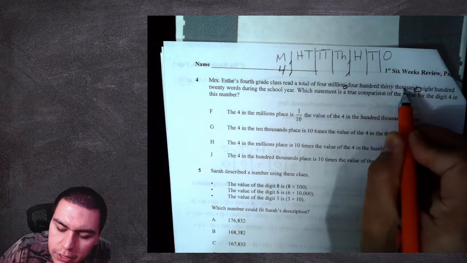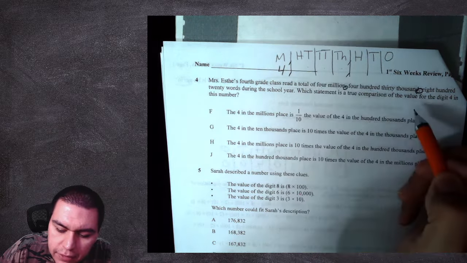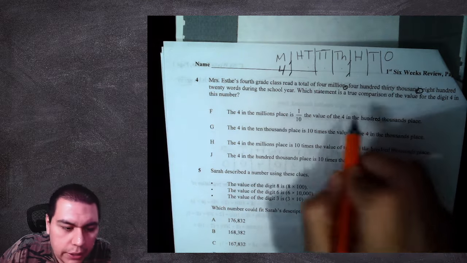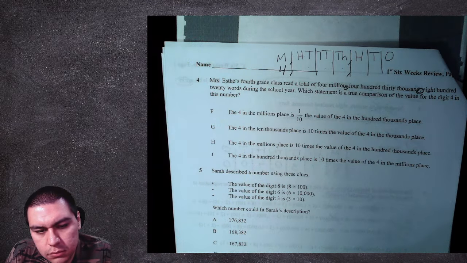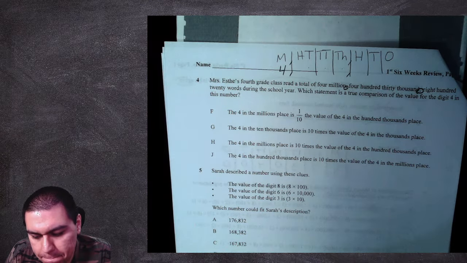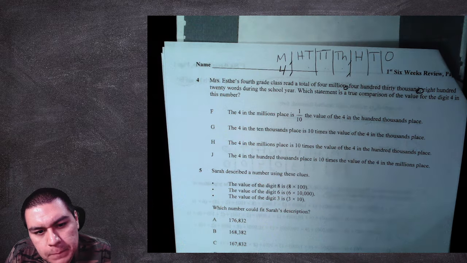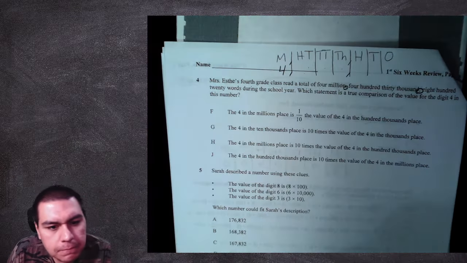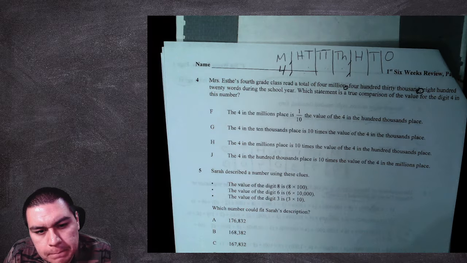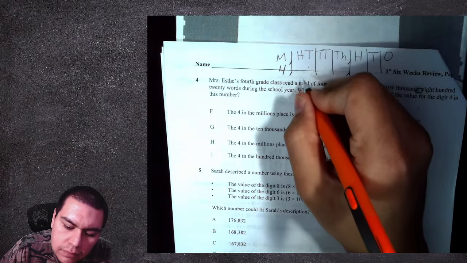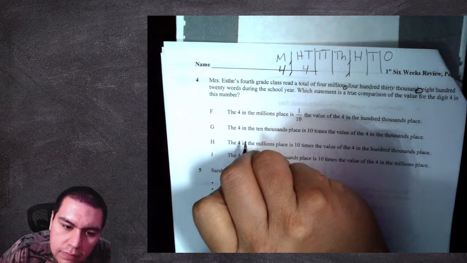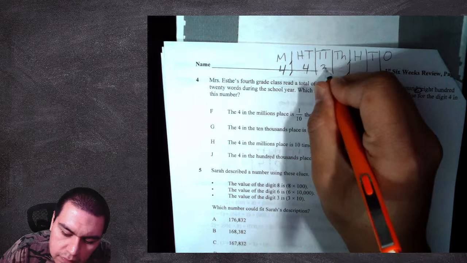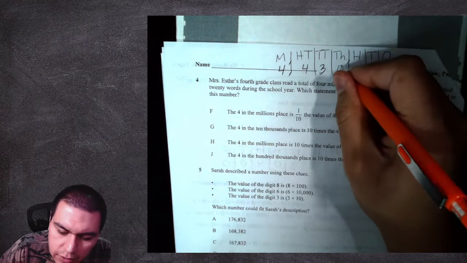It says 430,000. I've got 3 empty place values. How could I write 430 in these 3 place values? What would I have to write? Brianna? How would I write 430 here? Four in the 100,000s. Three in the 10,000s. Zero in the 1,000s. Very good. I have 430.